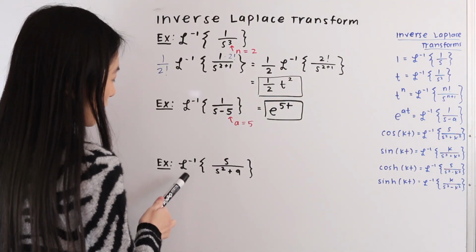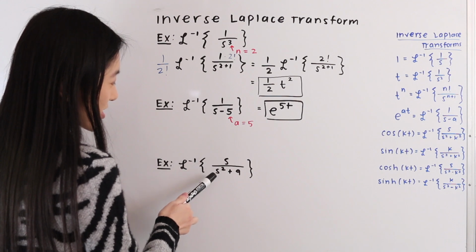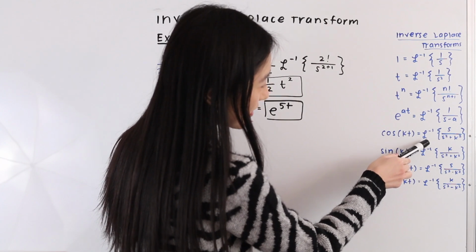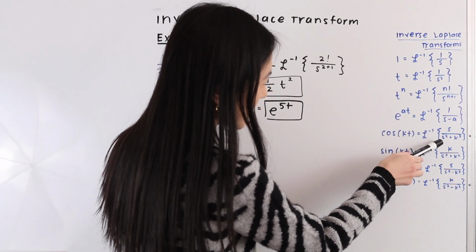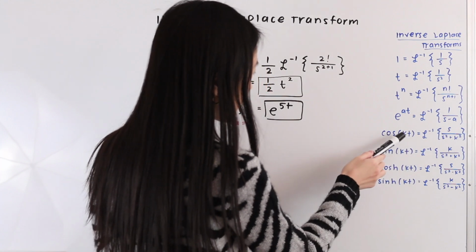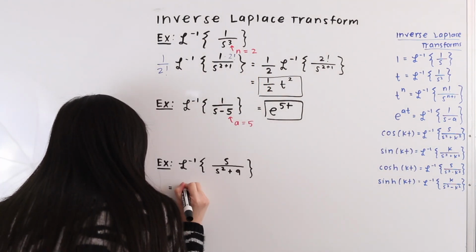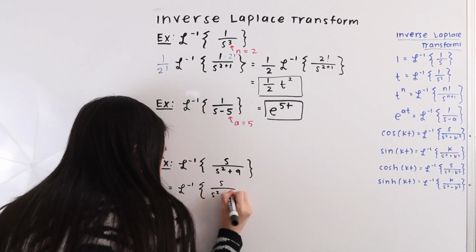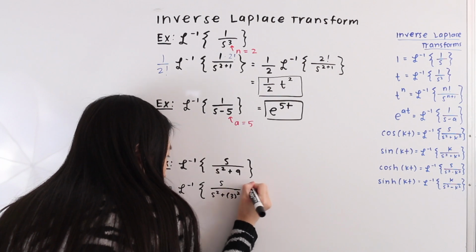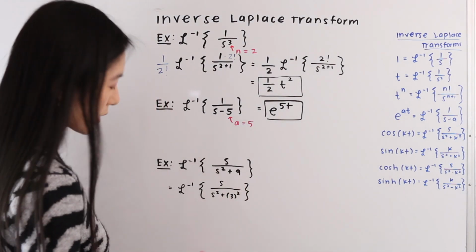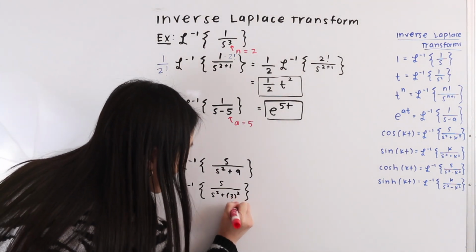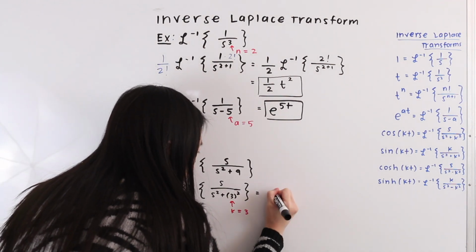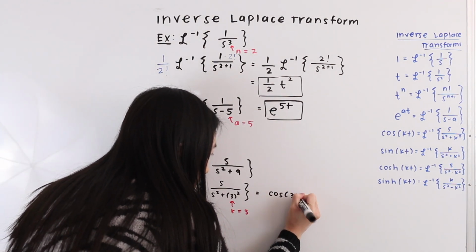And so in this next example here, we have the inverse Laplace transform of s over s squared plus 9. And taking a look at our table, we have the following case here. So the inverse Laplace transform of s over s squared plus k squared is equal to cosine of kt. And so let's go ahead and rewrite this as follows: the inverse Laplace transform of s over s squared plus 3 squared. And this is just so that it's more evident what k is equal to. So we can see here that k is equal to 3. And so we can see from our table that this is equal to cosine of 3t.